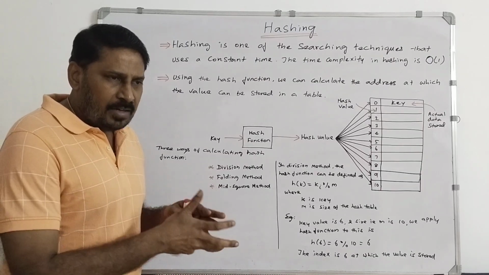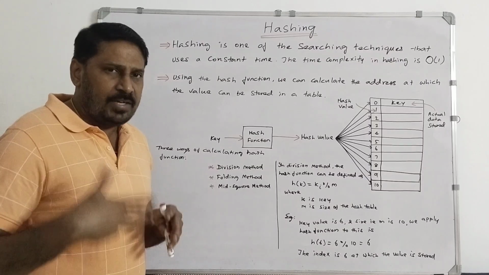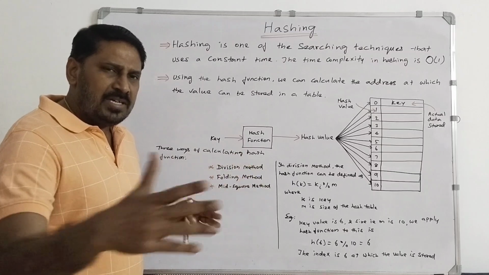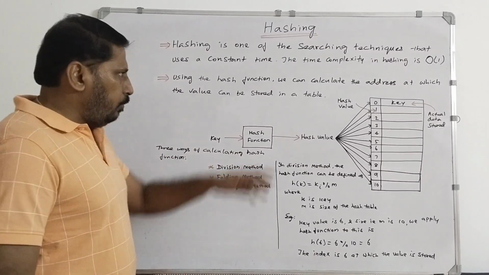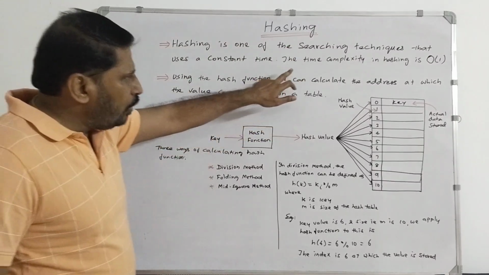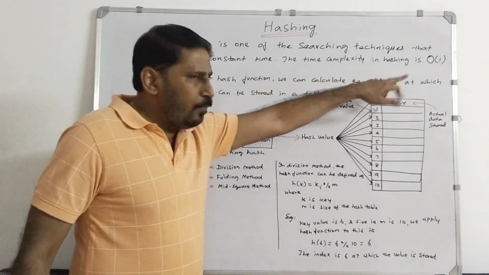At the time of searching, we take much time to find the particular data, and according to each method, the search time is different. In hashing, we are reducing the time complexity. It is big O of 1.